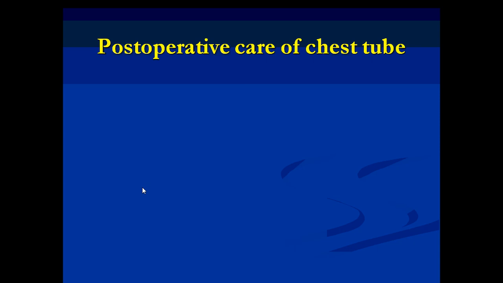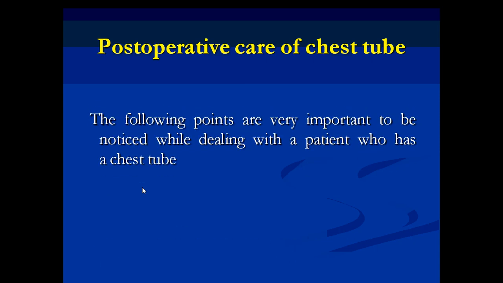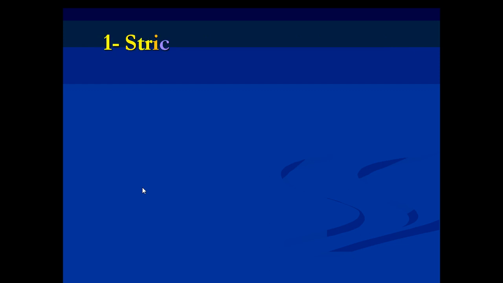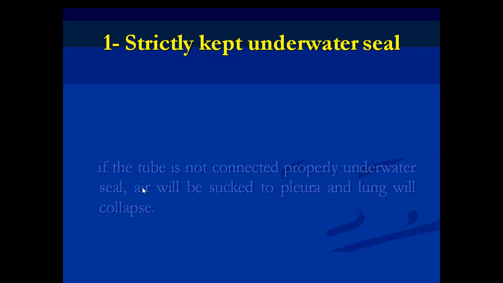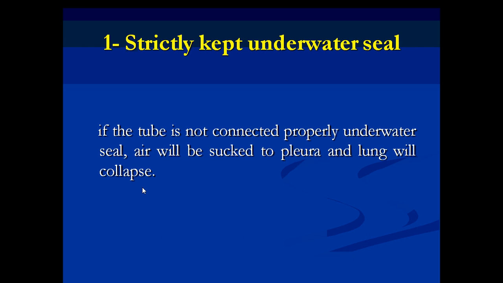How can we manage the chest tube and what is the post-operative care of it? The following points are very important to be noticed while dealing with a patient who has a chest tube. Firstly, strictly keep the underwater seal. If the tube is not connected properly to the underwater seal, the air will be sucked into the pleura and the lung will collapse because the intrathoracic pressure, as we mentioned, is negative in comparison to the atmospheric pressure.